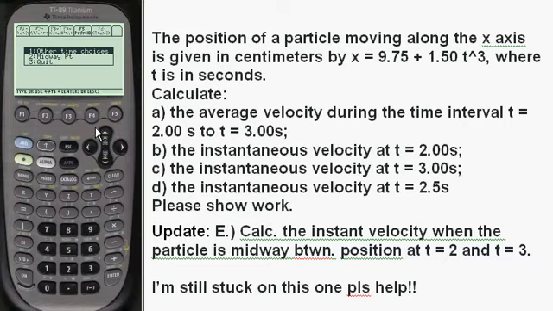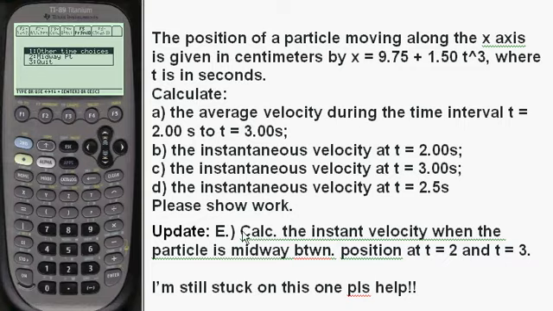And we want 2.5, so we're going to do one more here. Alpha 2.5. And we've entered 2.5 in here, and here's 28.125 centimeters per second.